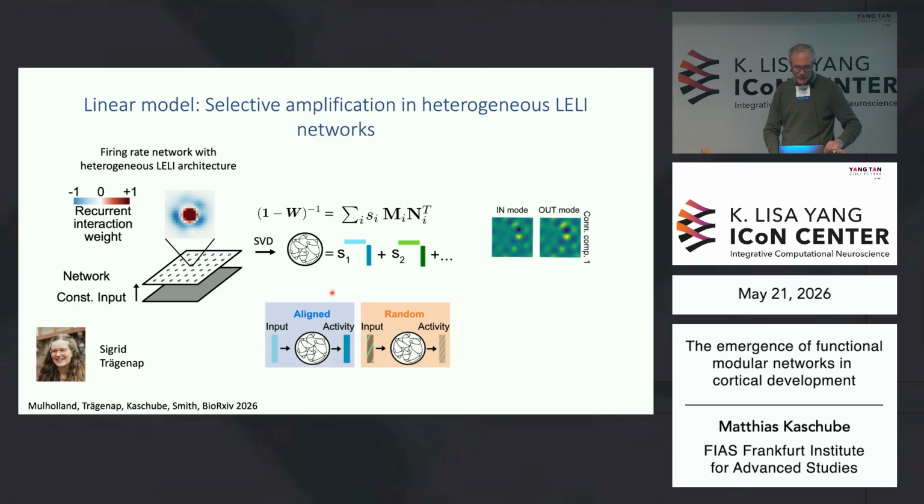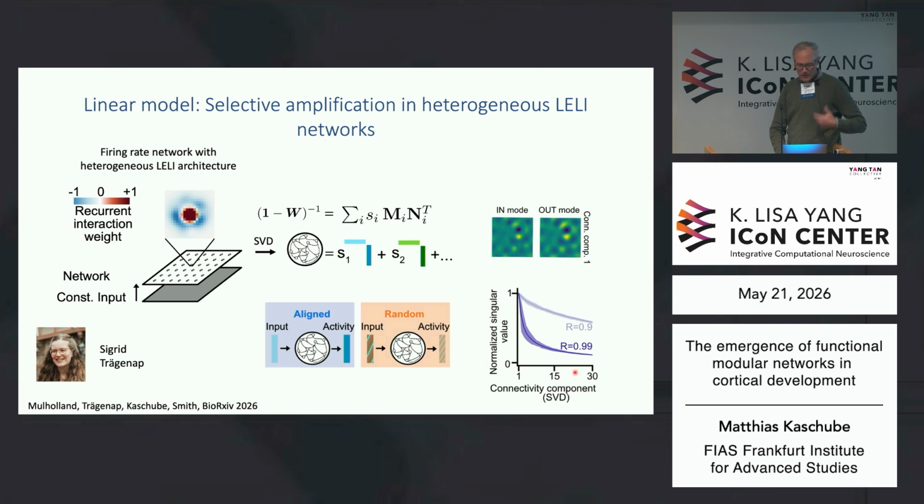We can now either construct inputs that are aligned to the leading modes, or random inputs which are distributed over many modes, and we can look at how the normalized singular value looks as a function of the connectivity components. We see that depending on which connectivity component we drive, we get very strong or weaker amplification, just given here by the singular value. This is all still in the regime of a linear network.